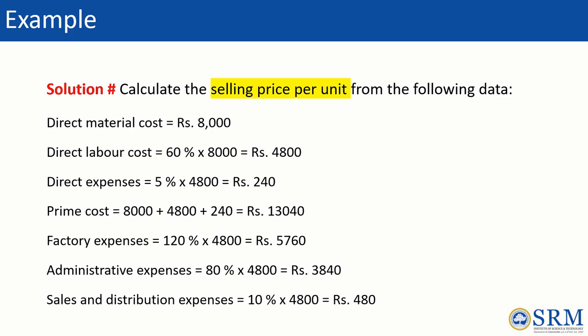Since our direct material cost is rupees 8,000, we can derive the remaining elements step by step. Direct labor is 60% of the direct material cost, so 60% of 8,000 will be rupees 4,800, and direct expenses are 5% of the direct labor cost, which gives us rupees 240. So prime cost is equal to direct material, direct labor, and direct expenses. We will get rupees 13,040, and factory expenses are 120% of the direct labor cost, so we will get rupees 5,760.